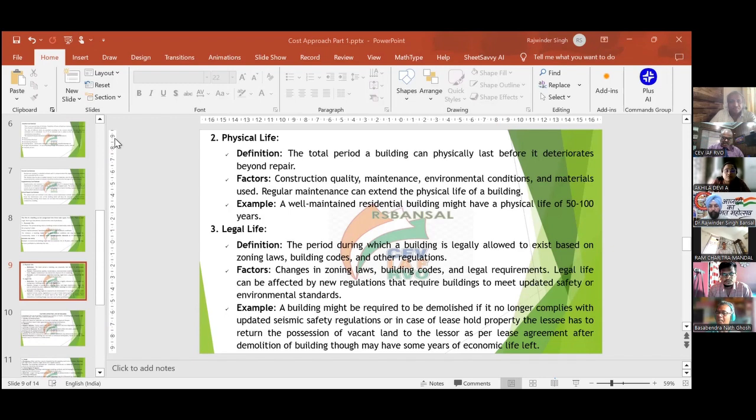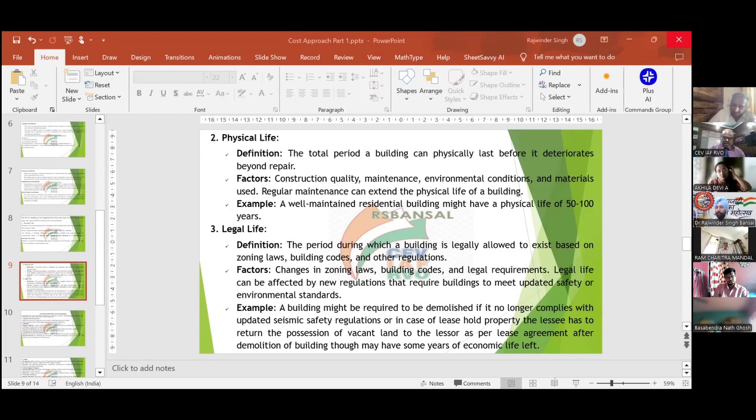And next is legal life. So what is legal life? Legal life is generally used in the case of leasehold property, or maybe due to conditions stipulated in zoning laws, building codes, and other regulations. The period during which a building is legally allowed to exist based on zoning laws, building codes, etc.